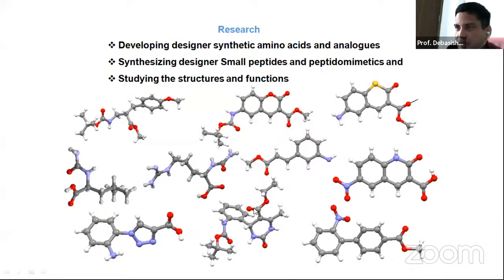So, if anyone is interested in the amino acid, you can contact me. We will provide. And so, there's a very interesting part. We are synthesizing designer peptides and peptide mimetics using our own developed amino acid as well as various coded and non-coded amino acids that are available in the market. And then we are studying the structure and function of the peptide and peptide mimetics. So we are working on both the biochemistry as well as the material science, on both sides of the peptide and peptide mimetics.